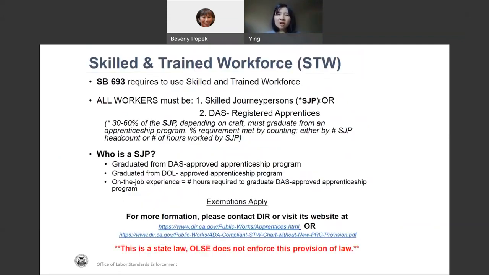This is also not enforced by our office. It's the skilled and trained workforce. The new bill SB 693 requires the use of a skilled and trained workforce. All workers must be 1, a skilled journey person, or 2, DAS registered apprentices. So you may ask, who is a skilled journey person?